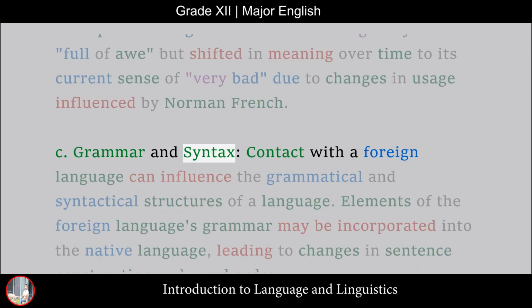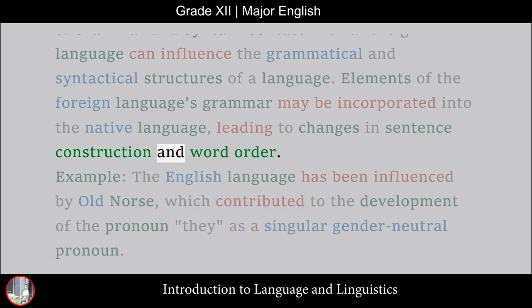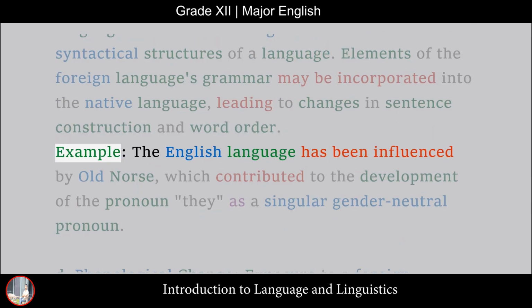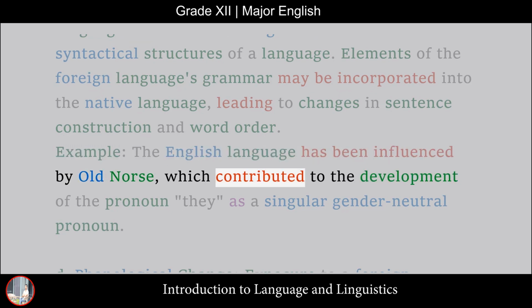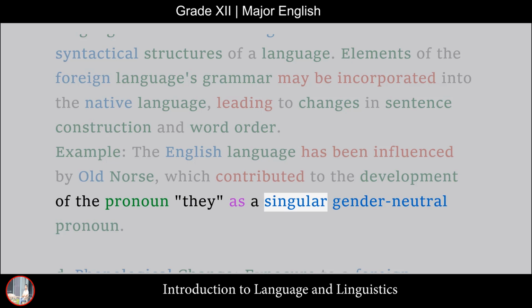C. Grammar and syntax. Contact with a foreign language can influence the grammatical and syntactical structures of a language. Elements of the foreign language's grammar may be incorporated into the native language, leading to changes in sentence construction and word order. Example: the English language has been influenced by Old Norse, which contributed to the development of the pronoun they as a singular gender-neutral pronoun.